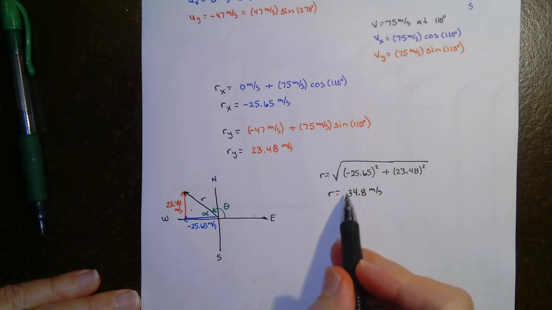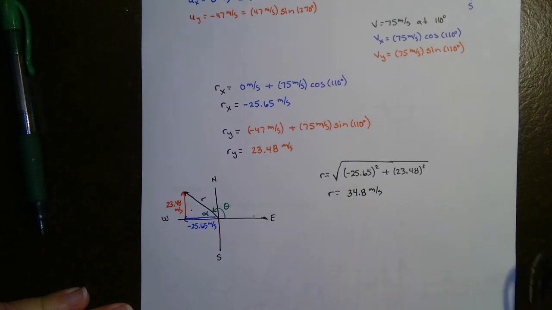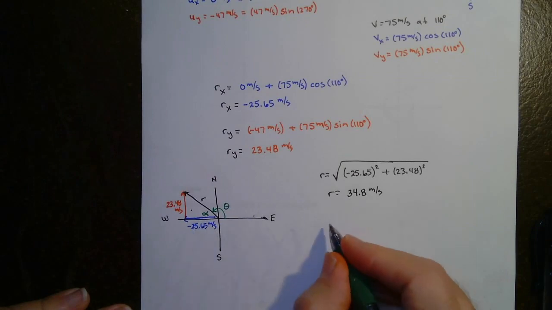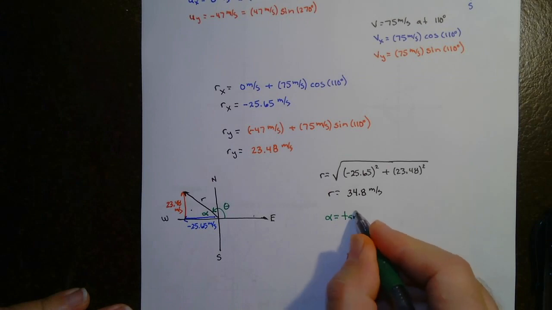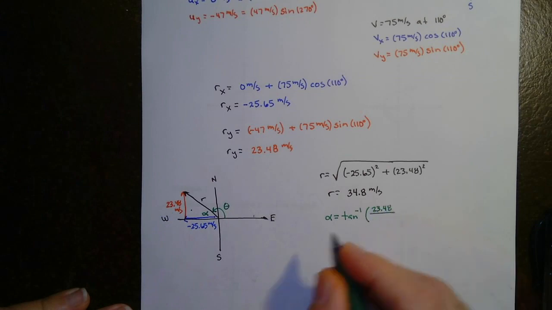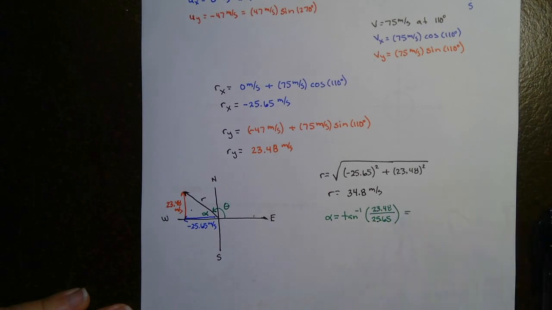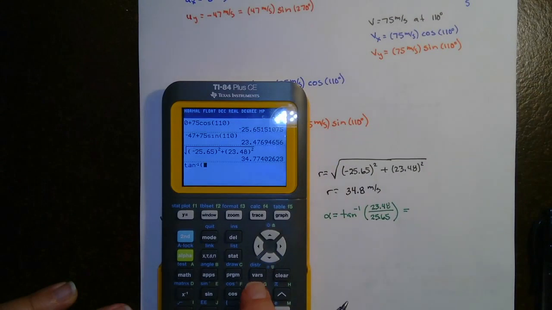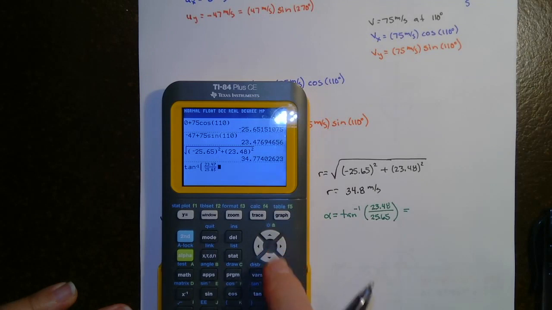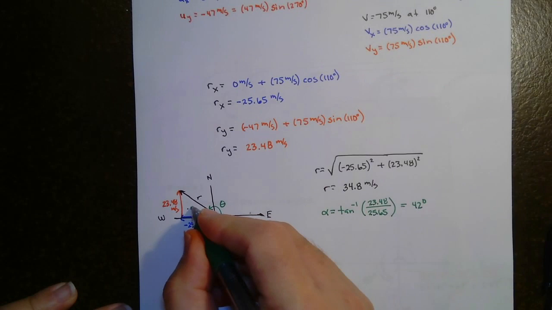And now we got to get the direction of that velocity right there, that speed, right? I want to know what direction we are going with that, okay? And so we're going to find this angle alpha, and alpha is equal to tan inverse of 23.48 divided by 25.65. Remember, both these have to be positive. And when we put that into our calculator, we get 42 degrees. Okay, so the angle of the triangle is 42 degrees. So I know this is 42 degrees.